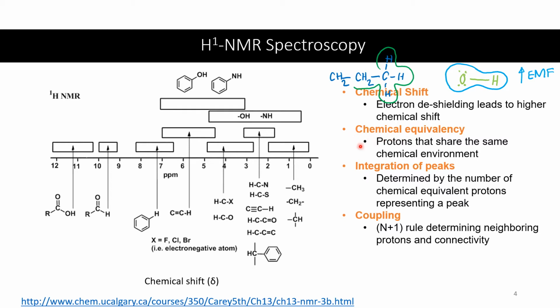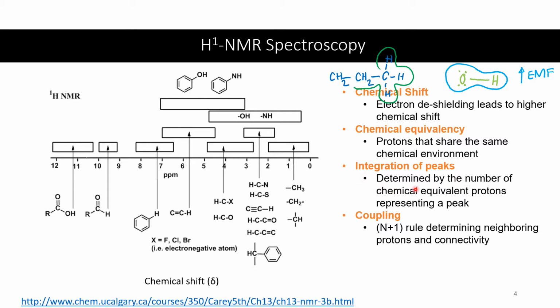Then the chemical equivalency means the protons that share the same chemical environment. So you should be able to identify how many chemically equivalent protons are available in a given structure, because that will decide how many peaks you would get on your NMR spectrum. It means protons that are in the same chemical environment would all appear as one peak.